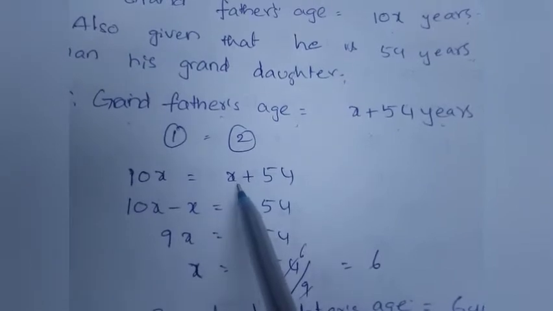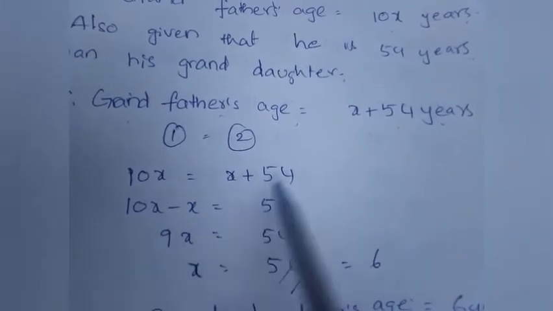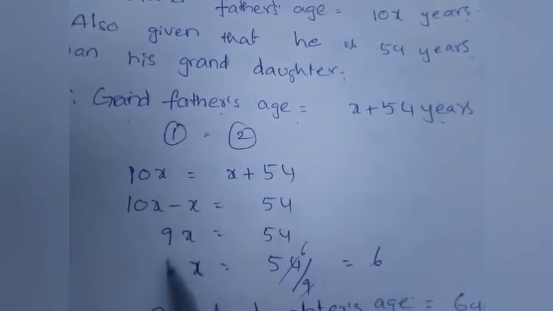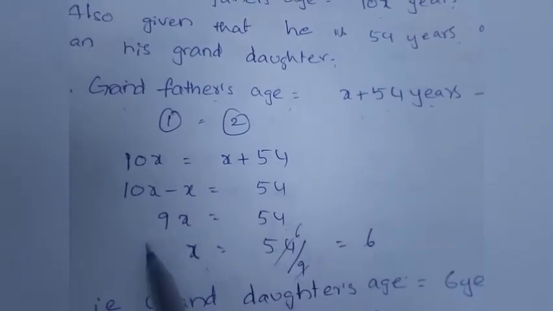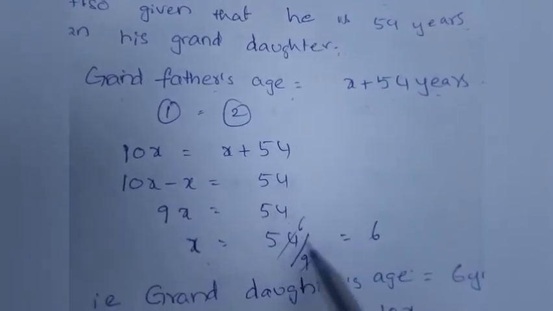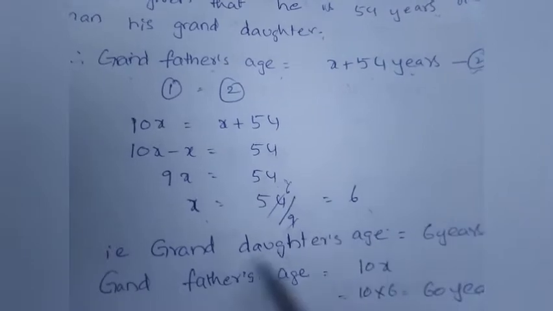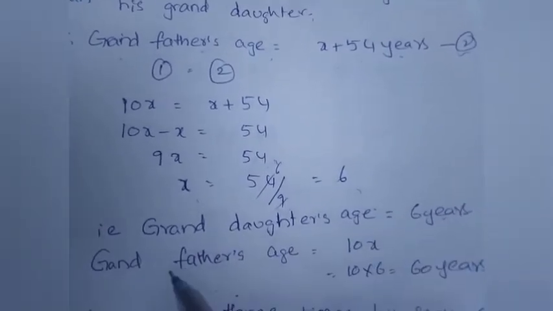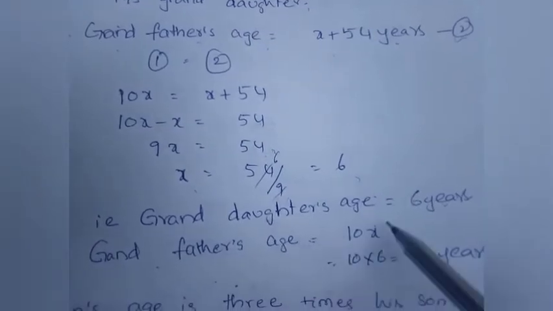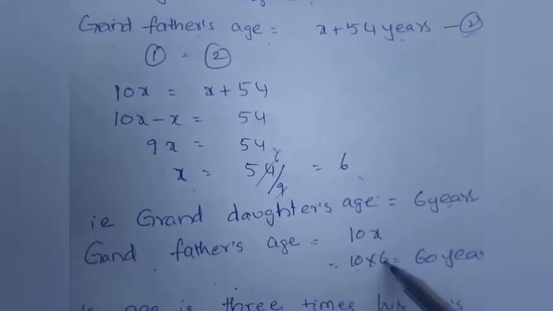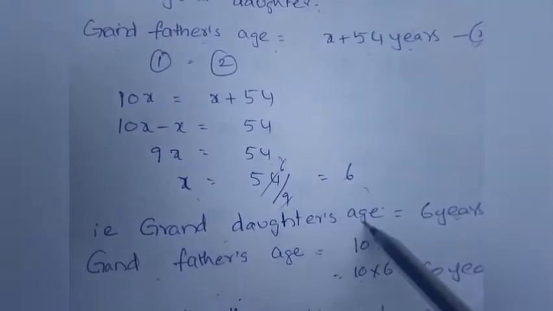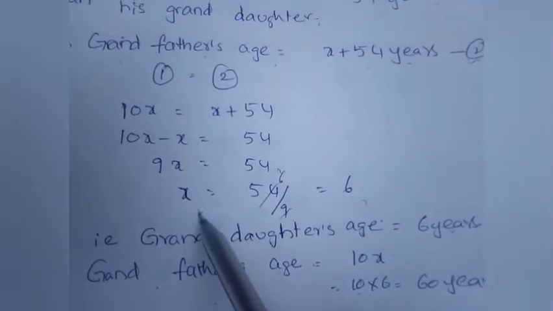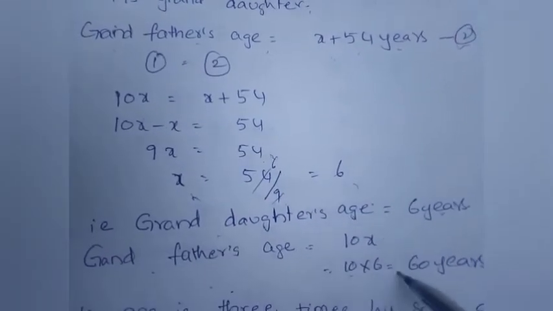I am bringing this x this side. So 10x minus x is equal to 54. 10 minus 1 is 9x is equal to 54. x is equal to, I am bringing this 9 here, 54 by 9. 9 6s are 54. 6 is the answer. What is 6? That is the granddaughter's age. That is 6 years. Grandfather's age is equal to 10x, that is 10 into 6. This is granddaughter's age, that is x. First we assumed that x. So here 10 into 6 is equal to 60 years.